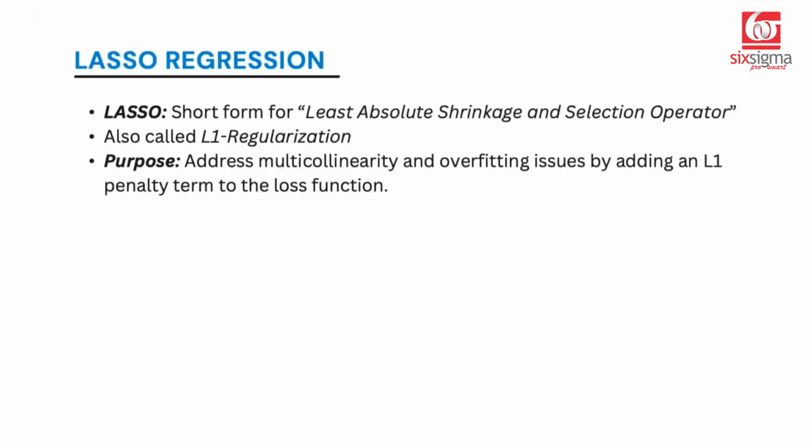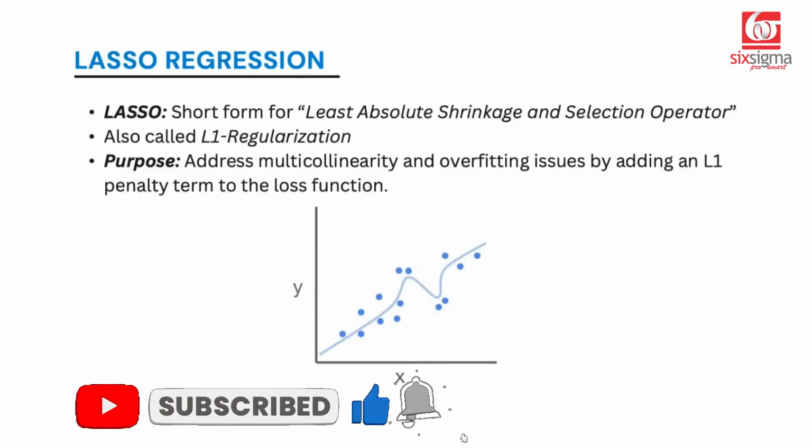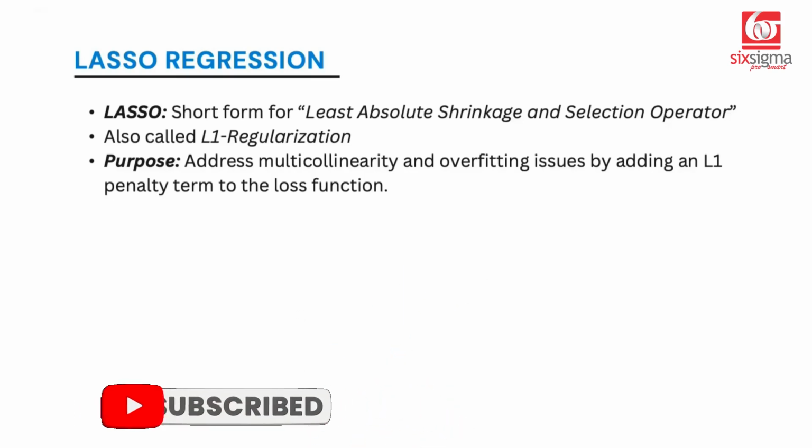Now let's move on to the Lasso regression. And Lasso stands for least absolute shrinkage and selection operator. As you can see, it's using shrinkage, which means reducing the coefficients, and selection. So it also does a feature selection. It again addresses multicollinearity and overfitting issues by adding an L1 penalty term. So if you remember, Ridge used an L2 penalty. Lasso uses an L1 penalty. What does it look like?